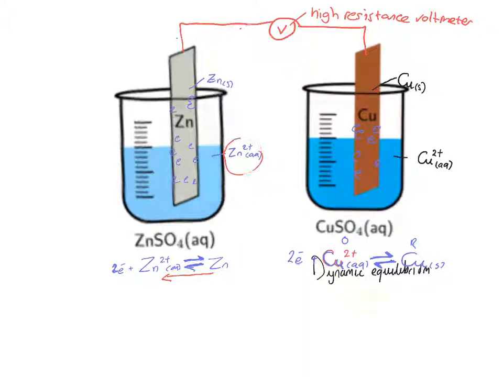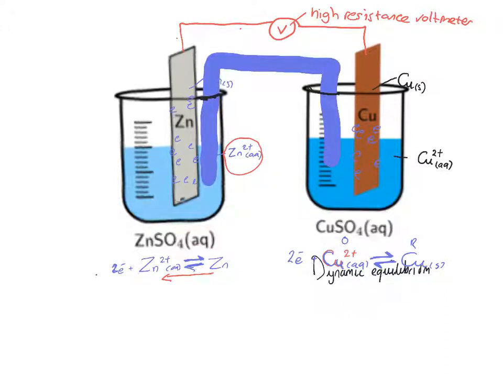So in order to be able to measure the difference in potential between the two, we need to add what's called a salt bridge. The salt bridge is usually a piece of filter paper soaked in an electrolyte, such as a really soluble ionic compound like potassium nitrate. Potassium nitrate contains potassium ions and nitrate ions.